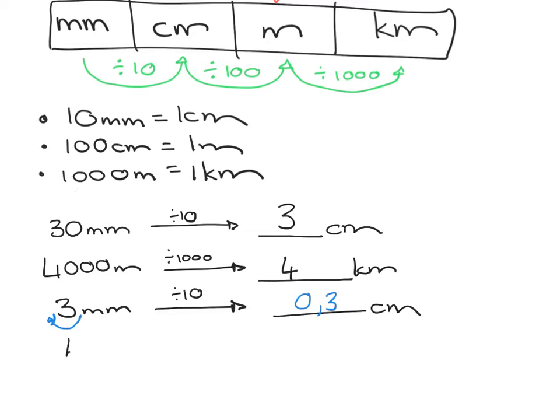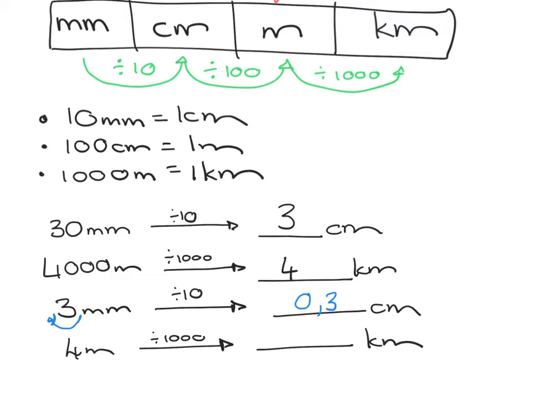So if I tell you that I have 4 meters and I want you to turn it into kilometers, then how did I turn meters into kilometers previously? If you look over here, what did I do? Meters to kilometers. I divided by 1,000. So I must do the same here.